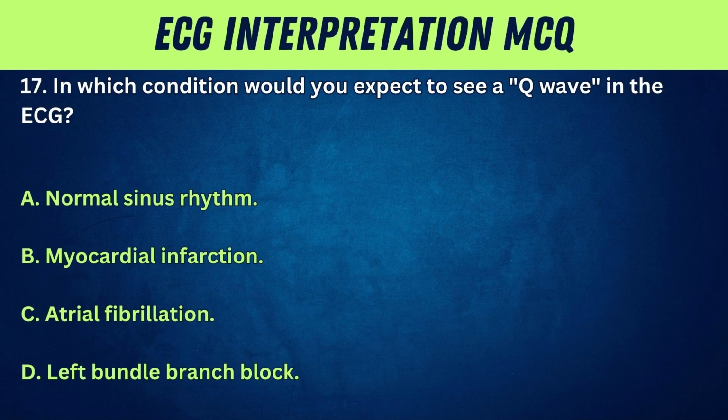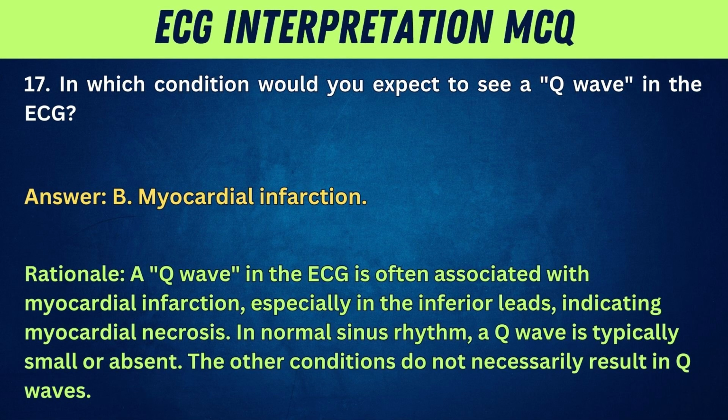17. In which condition would you expect to see a Q wave in the ECG? A. Normal sinus rhythm. B. Myocardial infarction. C. Atrial fibrillation. D. Left bundle branch block. Answer: B. Myocardial infarction. Rationale: a Q wave in the ECG is often associated with myocardial infarction, especially in the inferior leads, indicating myocardial necrosis. In normal sinus rhythm, a Q wave is typically small or absent. The other conditions do not necessarily result in Q waves.